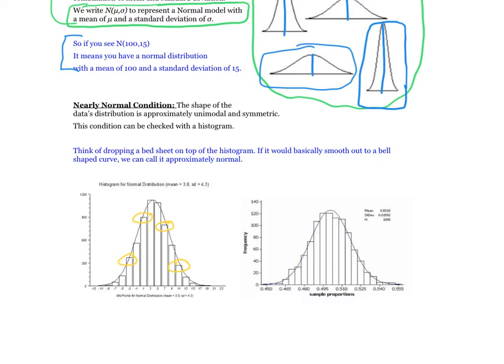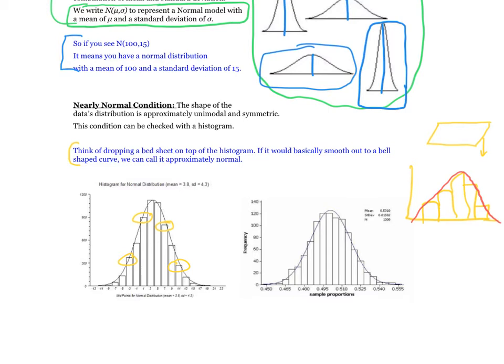So one thing to think about is this sentence right here. If you dropped a bed sheet on top of the histogram, if it would basically smooth out to a bell-shaped curve, you can call it approximately normal. Okay, so the idea is, if you look over to the right, here's my histogram, and we're like, well, it's not perfectly symmetric. Well, if I took a big bed sheet, like a double bed sheet, and dropped it on that, it would just fall over the top and look like this, then you could forget about the histogram underneath it and look at the overall red shape. If that looks like this bell-shaped curve or close to it, then it's approximately normal.